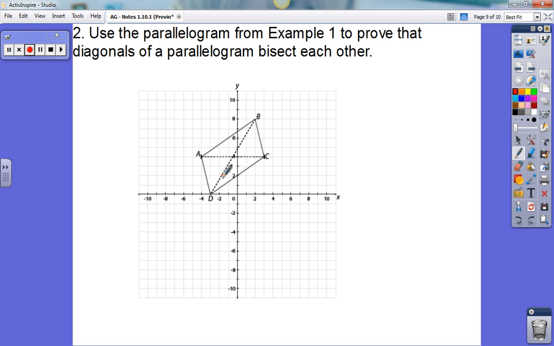Here's this same parallelogram, and I'm going to prove that the diagonals of a parallelogram bisect each other. So one of the easiest things to do would be to find the midpoint, because remember, if it is bisected, then it would be divided in half, which would show me where the midpoint is. So I'm going to look at the midpoint of AC and the midpoint of BD. And if you recall, my formula for the midpoint is just taking the average of the x's and the average of the y's.